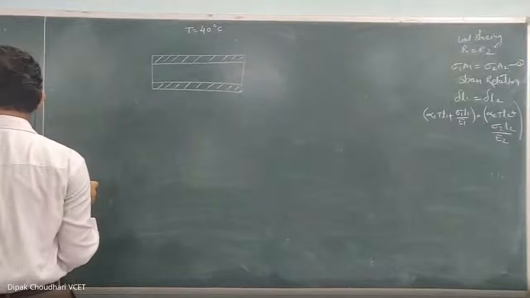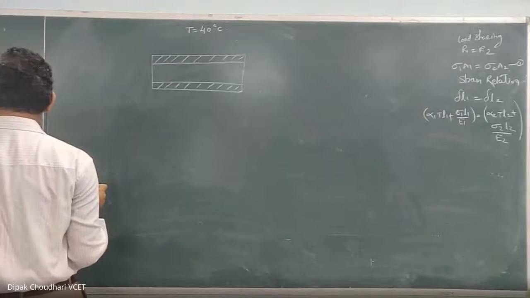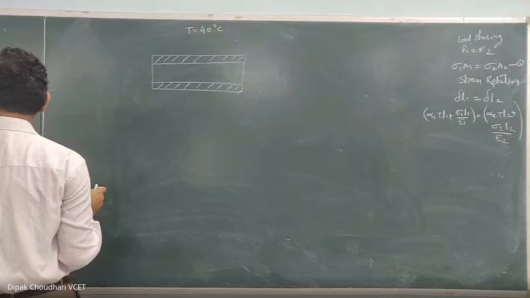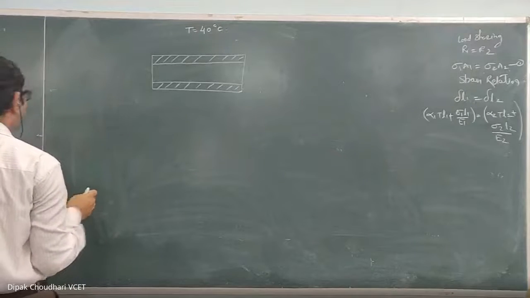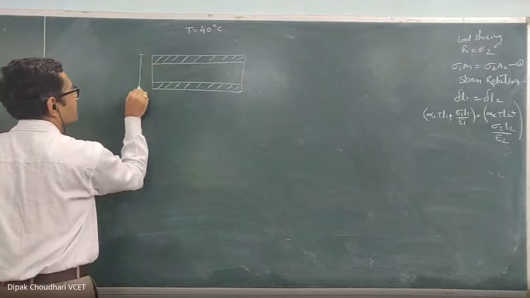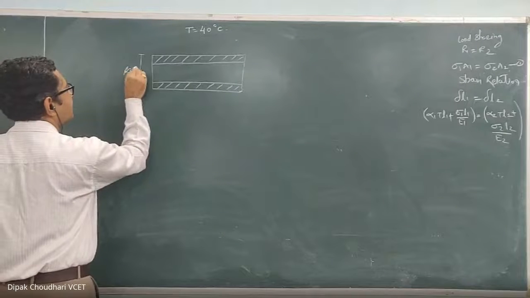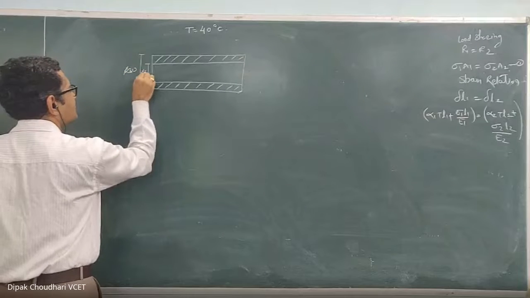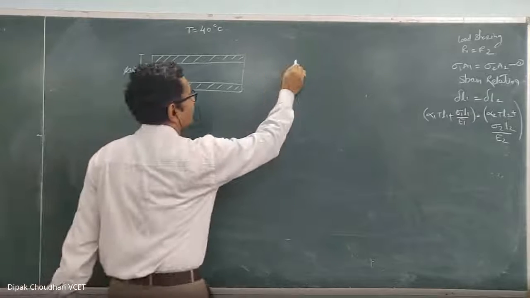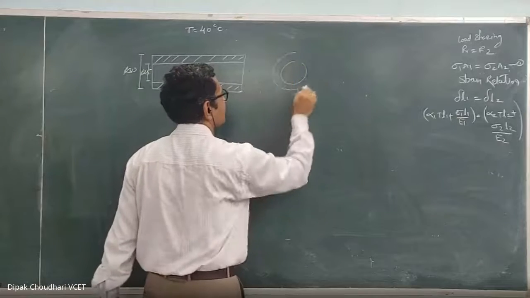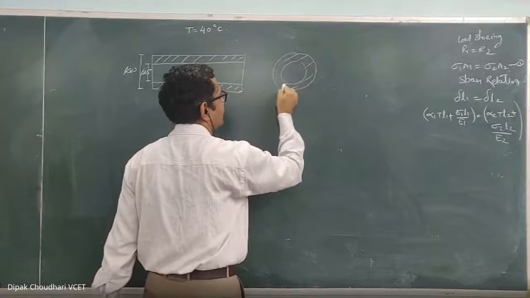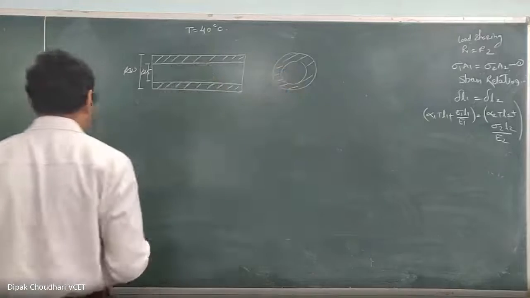Whose external diameter is 30 and internal is 25. External diameter is 30 and internal diameter is 25. Okay, so such a type of brass tube is there. This is the cross-sectional area. We require this cross-sectional area.